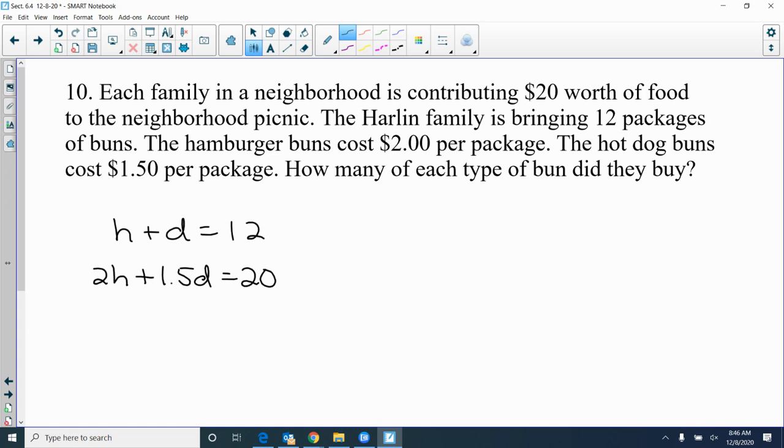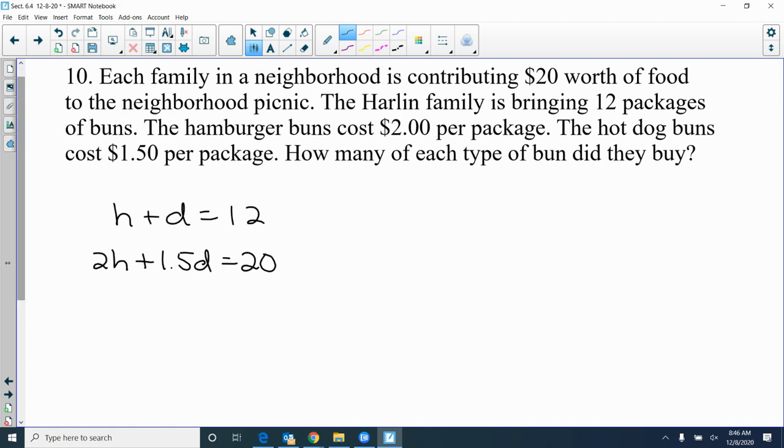It's yours, I'll hold on to it, because you're having issues. All right. On that. So you had 12 total packages. In the cost, you spent $20. So there's $2 per package of hamburger buns, $1.50 per package of hot dog buns. So this is the case here.